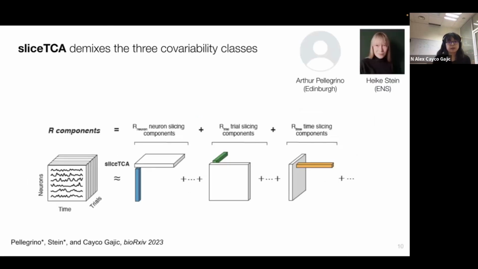And so what we are proposing is to essentially fit the data tensor into a low slice rank approximation. So now you have three different types of components that correspond to these three different classes. And so we call this sliceTCA because it's similar to TCA, but using the slice rank of the tensor.